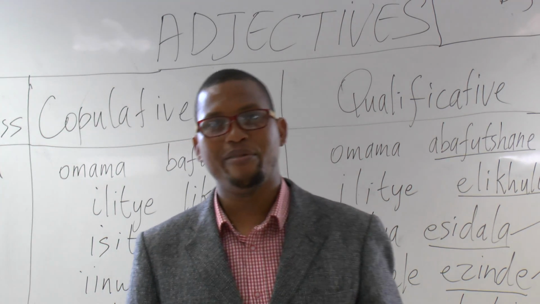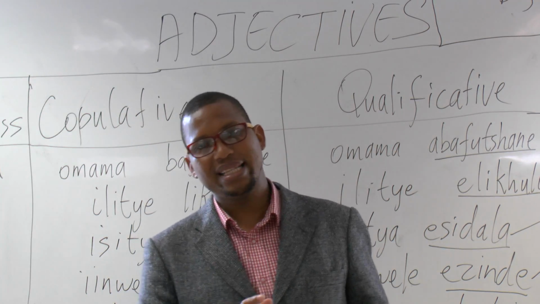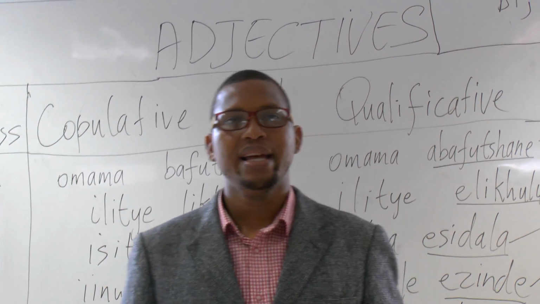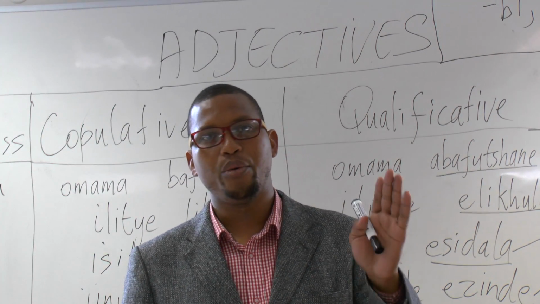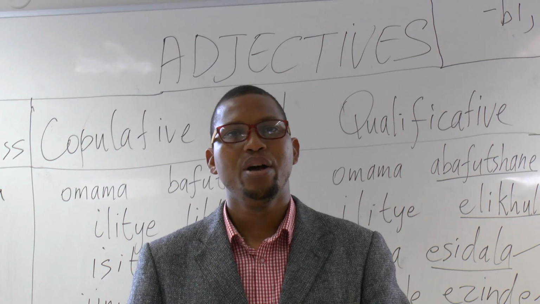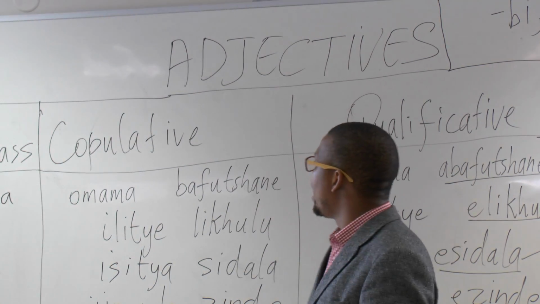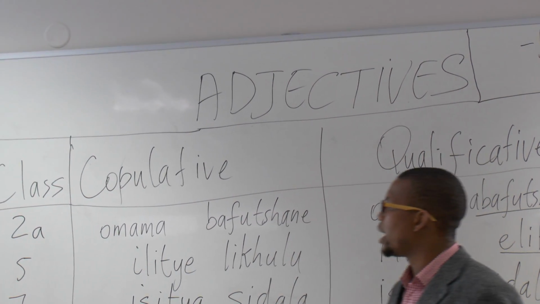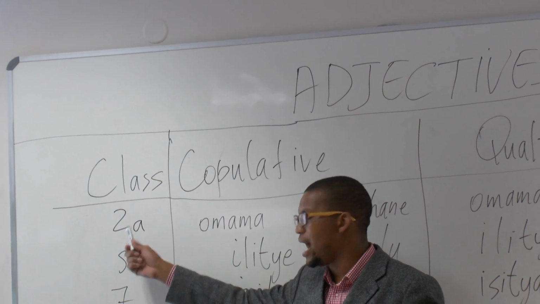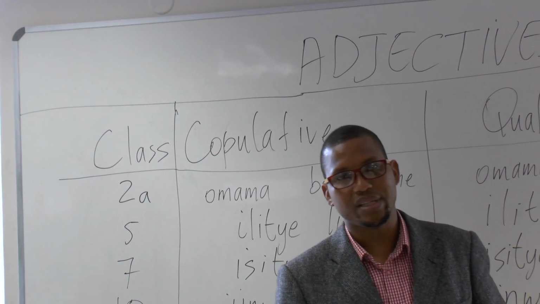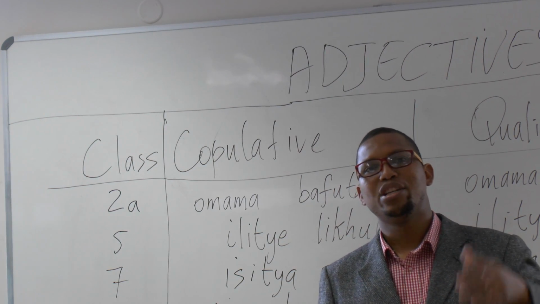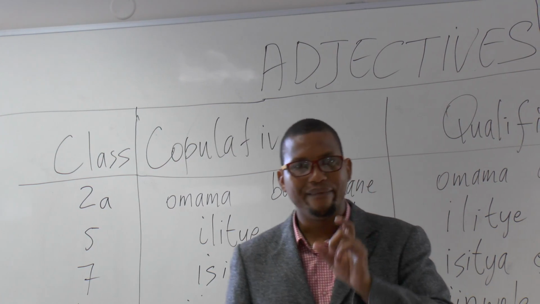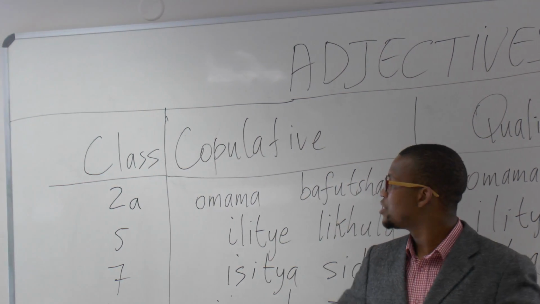Alright, molweni bafundi. In our lesson today, we are looking at the strong nouns. Remember, in our previous lesson, we spoke about the weak nouns when they are used together with the adjectives. As you can see from our board, we are dealing with the adjectives together with the strong nouns. Remember, the strong nouns are those nouns that use a subject concord which comprises a consonant and a vowel.